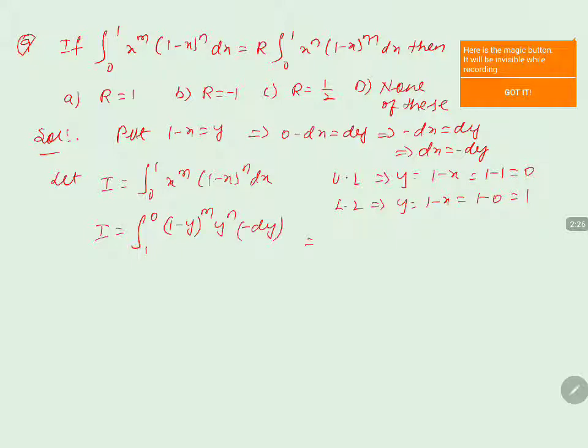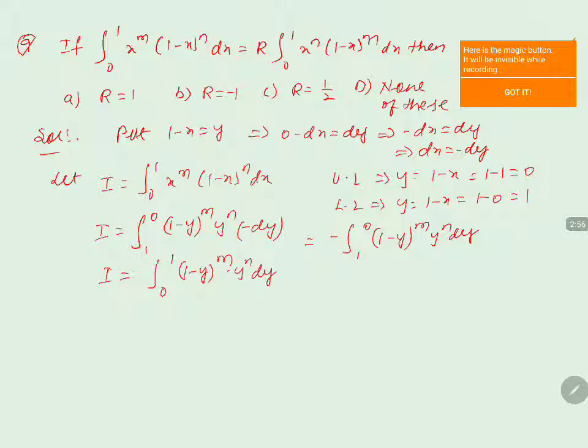Minus is a constant, so we take it outside of the integral: minus the integral from 1 to 0 of (1 minus y) whole to the power of m into y to the power of n dy. Then if you remove this minus, the lower limit becomes the upper limit and the upper limit becomes the lower limit, that is, the integral from 0 to 1 of (1 minus y) whole to the power of m into y to the power of n dy.